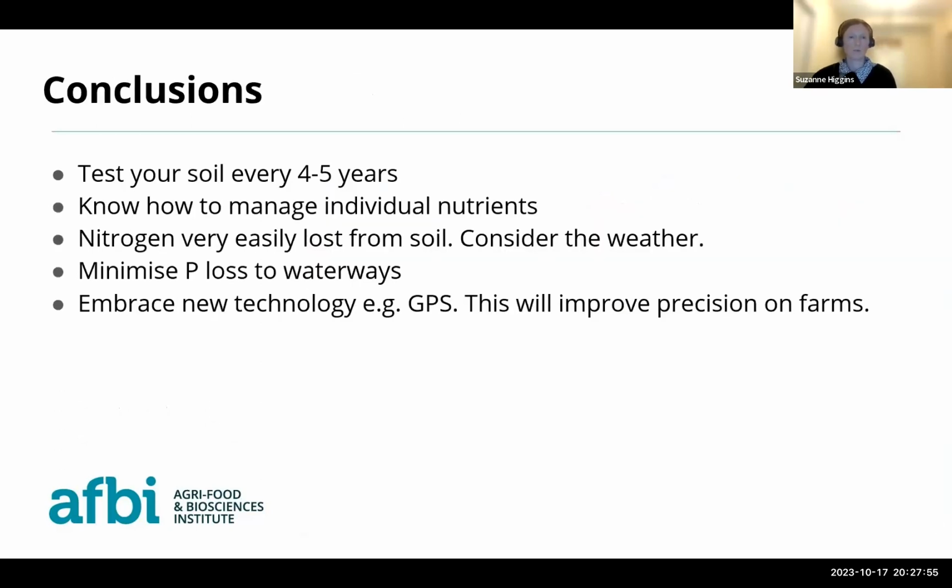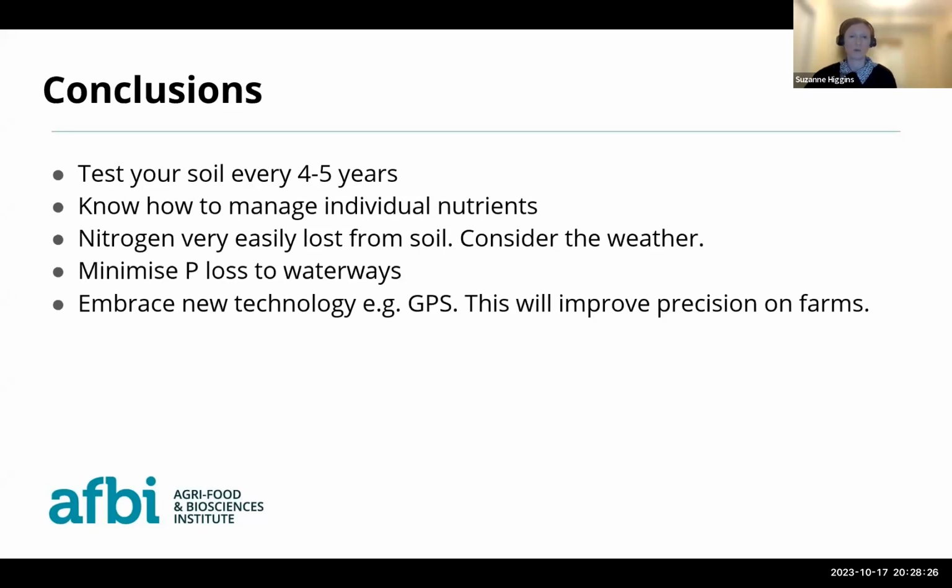So I'm just going to sum up now. I've covered quite a lot of material this evening. The summary points would be: test your soils every 4 to 5 years, make use of the Soil Nutrient Health Scheme, the advice and the results you get from it, and do the CAFRE training to understand your results. Speak to your CAFRE advisors or AFBI staff if you need any help interpreting your soil results. Know how to manage individual nutrients.